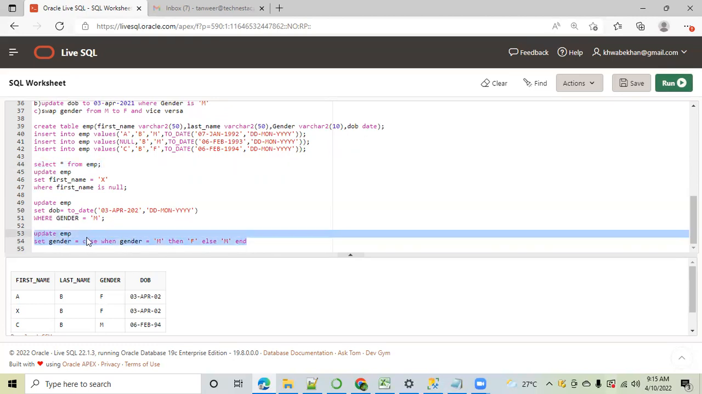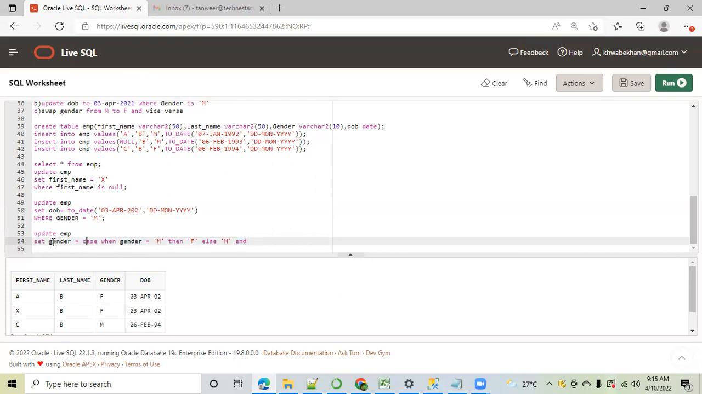Now observe the query I have written here. Updating employee, the gender is equal to, we have used a case statement: gender is equal to case when gender is equal to M. So first of all, I'm telling it that when gender is equal to M. So here the gender was M, right?